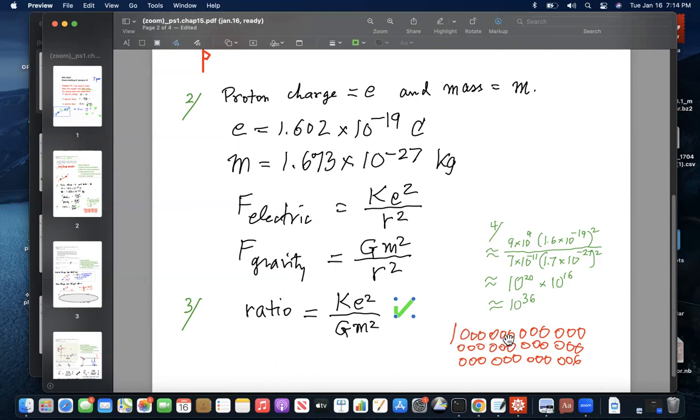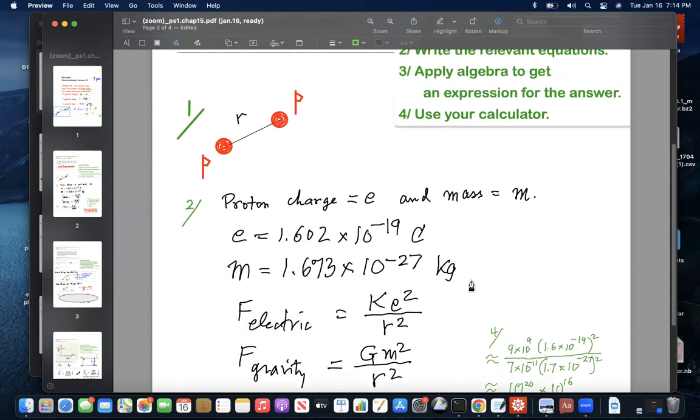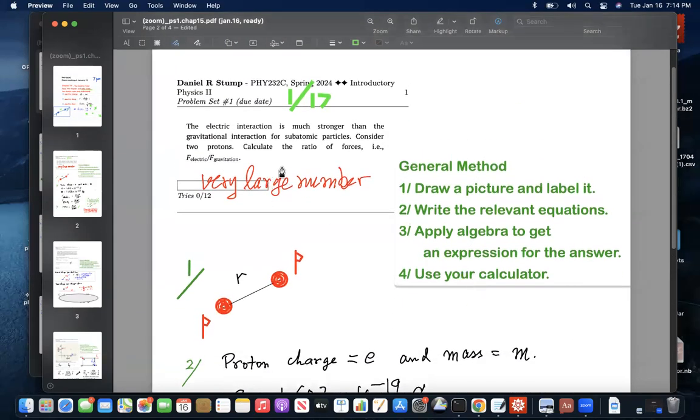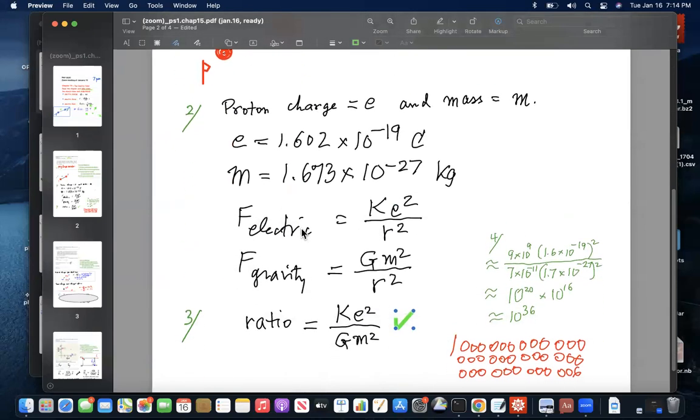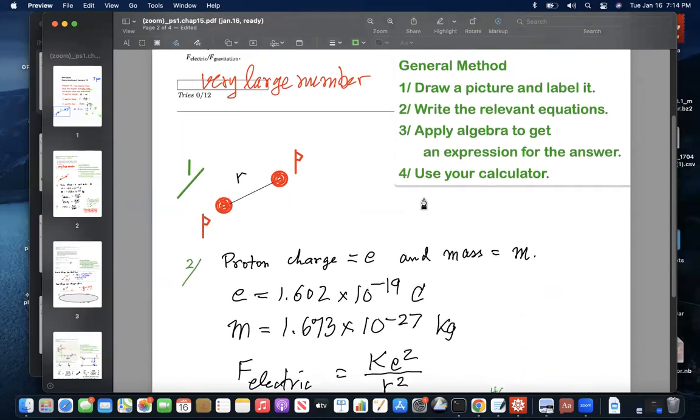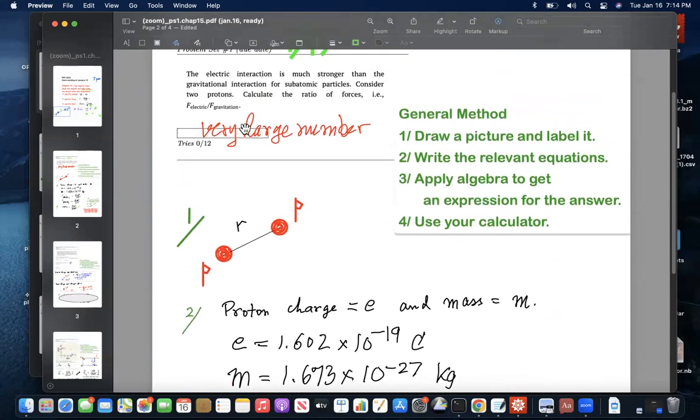It's 1, 0, 0, 0, and so on, until I have 36 zeros. So the answer will be a very large number. Now, do it more accurately than this. I've just made rough estimates here. Use a calculator to get these numbers accurately. And in the answer box, give the answer to, say, 3 significant figures.